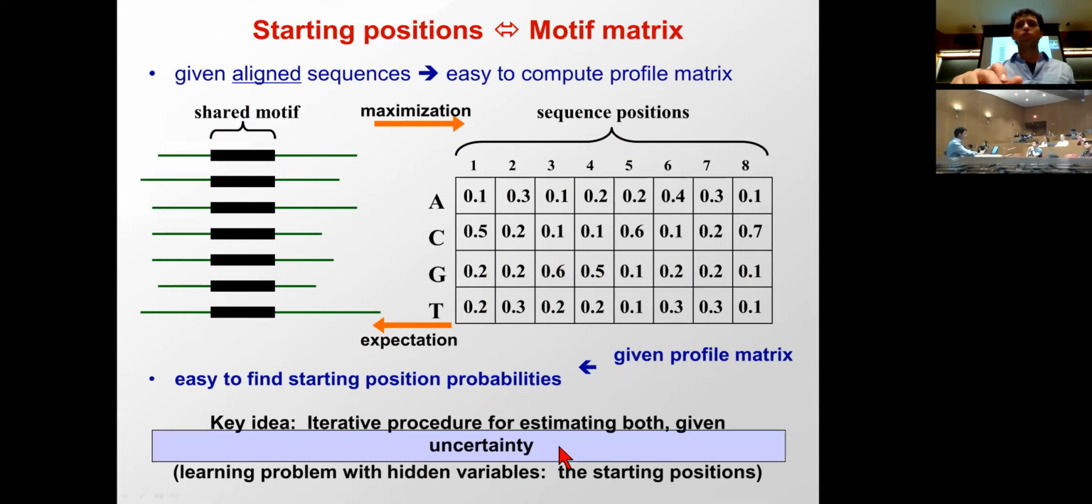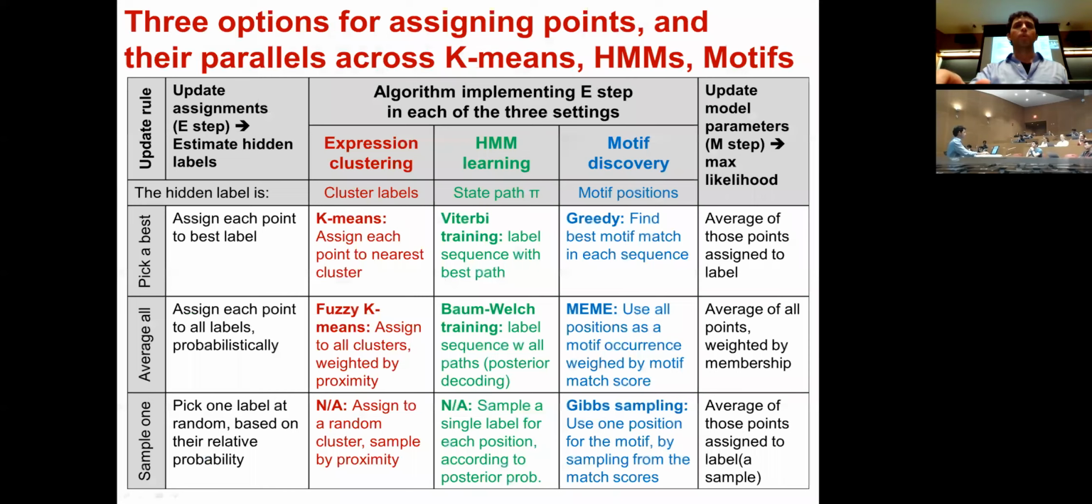So the key idea is an iterative procedure for estimating both given the uncertainty. And then it is effectively a learning problem with a nuisance parameter, a hidden variable, which is the starting positions. And that's where we go back to this table that I showed you before. We've seen these before with HMM. The first time we saw it was hidden Markov model. We basically said, hey, we don't know the path, we don't know the annotations, and we don't know the parameters. So what we're going to do is assume some annotation, and then use that to infer the parameters, and then go back and forth between them.